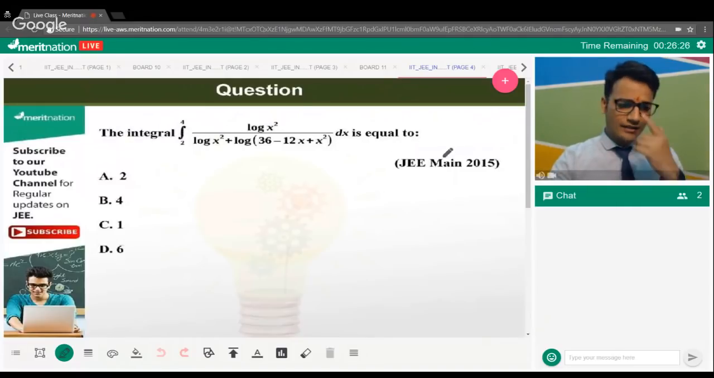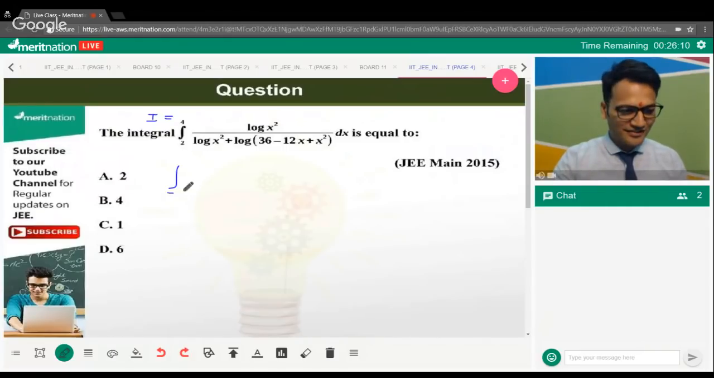The integration of this is equal to what? Again, we'll be applying the same property. We'll say, look, this is I. Let's calculate I by applying the property, which is over here.